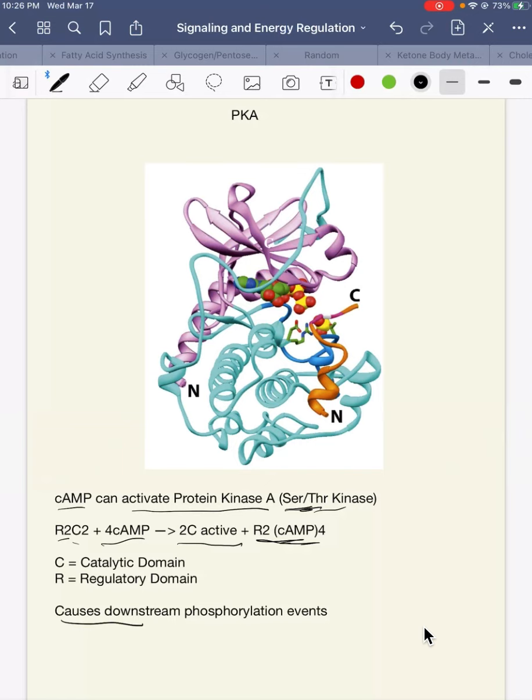Okay. So we had glucagon bind GPCR, G alpha dissociated, activated adenylate cyclase. Adenylate cyclase made cyclic AMP. Cyclic AMP activated PKA.